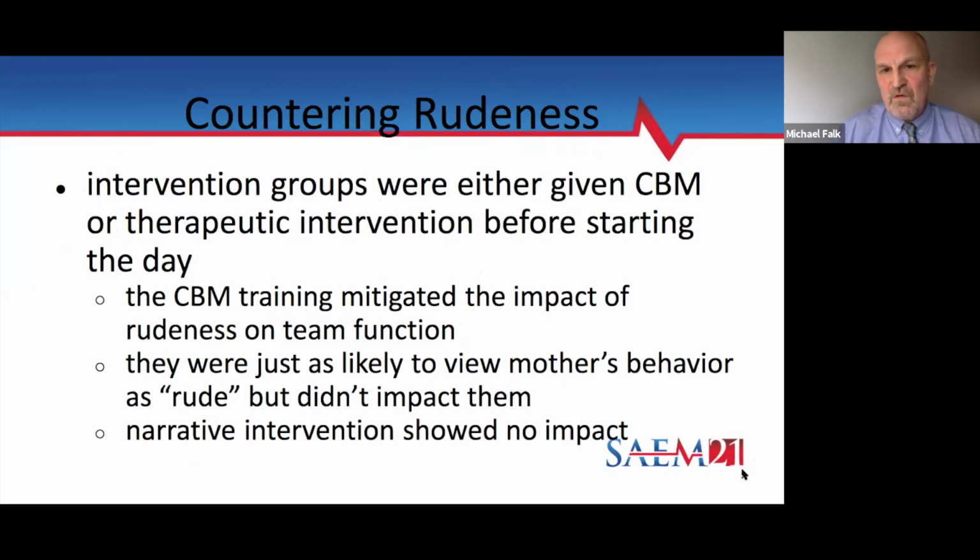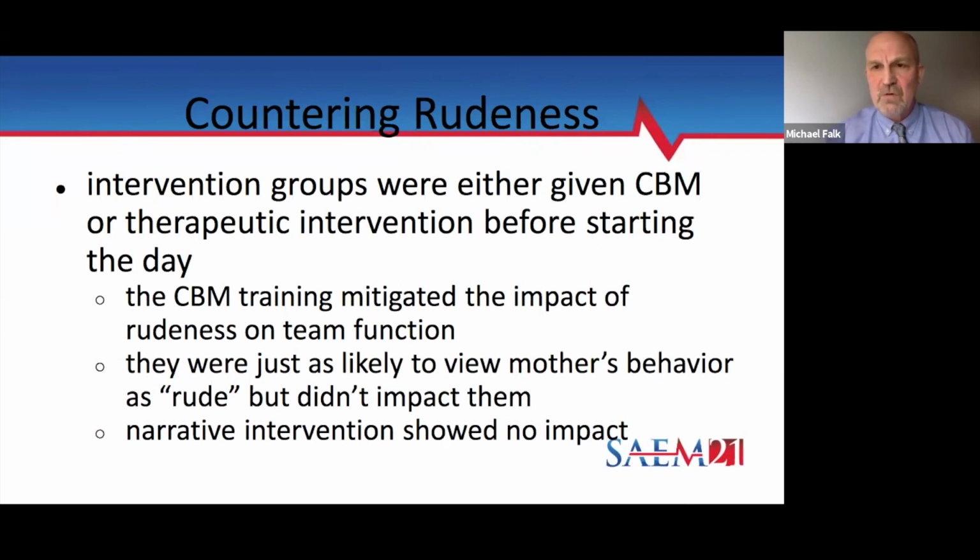The two treatment groups were given interventions. One's called CBM, a cognitive behavioral technique where, quick version, they gave people pictures of faces to look at, ranging from angry to happy. They asked the people to identify angry versus happy, and then they transitioned the faces through. The second intervention was a therapeutic intervention. It's a narrative experience. After their first experience with the rude mother, they would sit down and write a narrative of it.